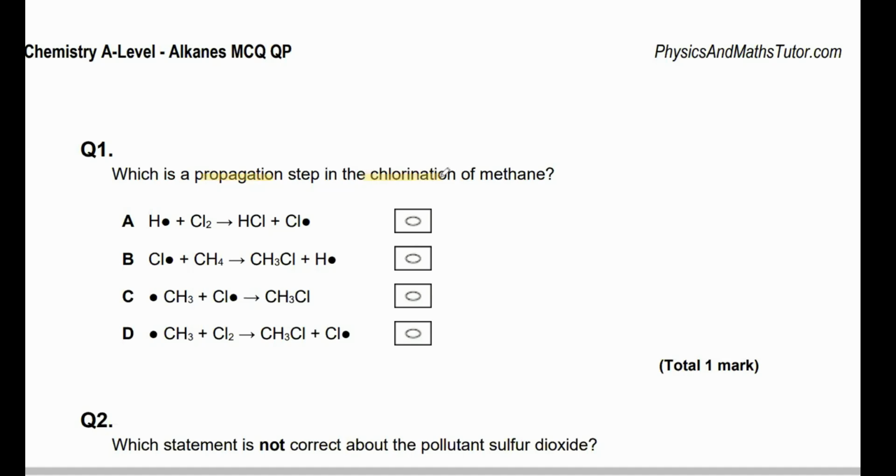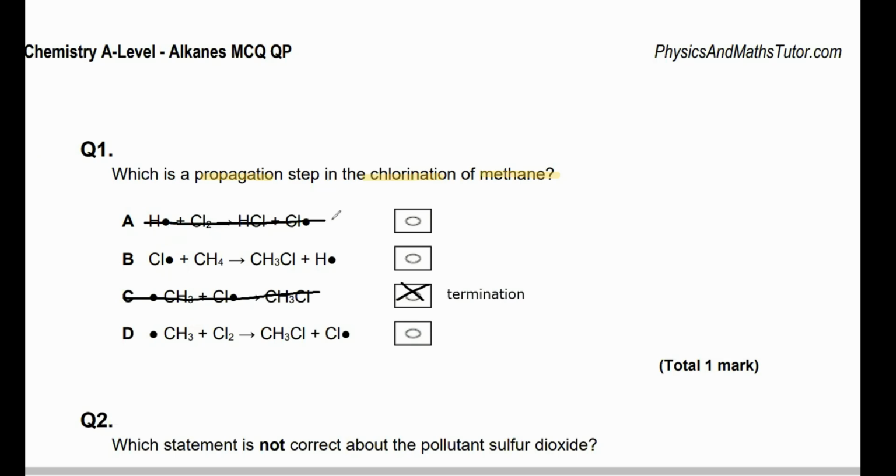So let's go. Question 1. Which is a propagation step in the chlorination of methane? We've got four choices here, A, B, C, D. We're looking at free radical substitution. Straight away, it can't be C because C involves two free radicals coming together. That's termination. So let's have a look at some of these other possible answers.